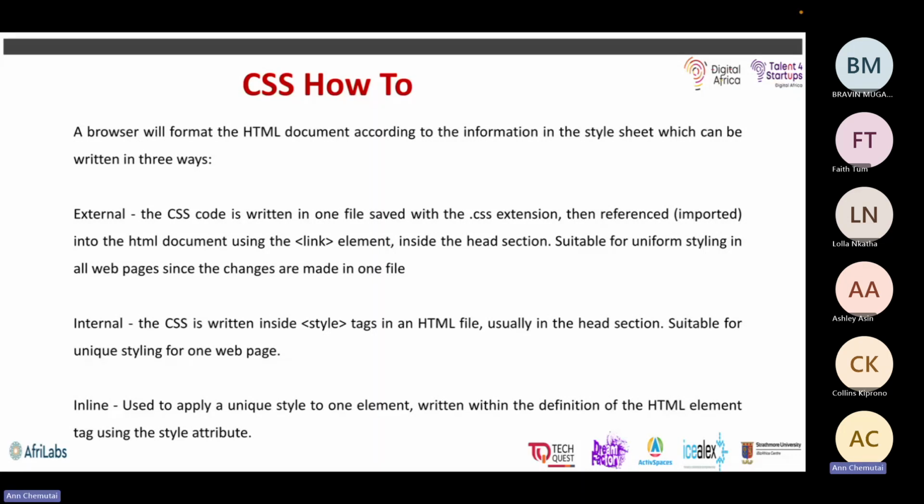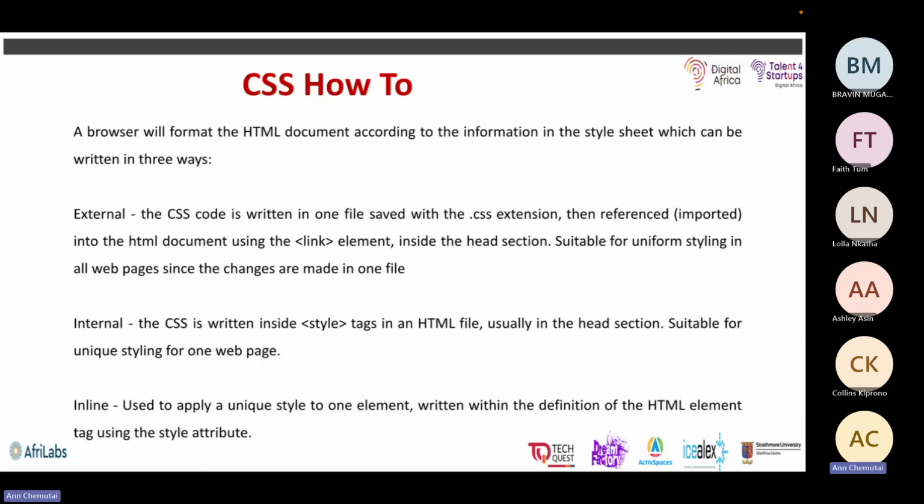So the browser will format the document according to the information in the style sheet, which can be written in three ways. We can have an external document, we can have CSS in the same document, or CSS within the element. So I'll start with external. That one is quite easy because it's what we're doing currently. We have a document called style.css. We have placed all our CSS code there. And you'll notice that the extension is .css, so that the browser will interpret it as styles.